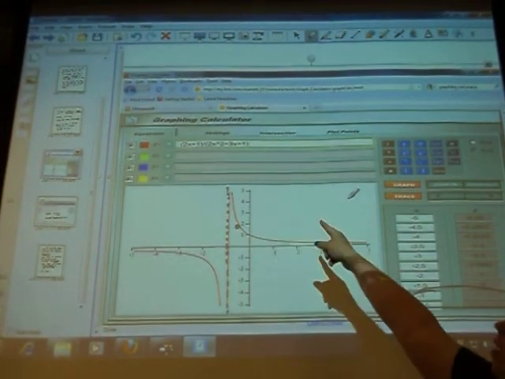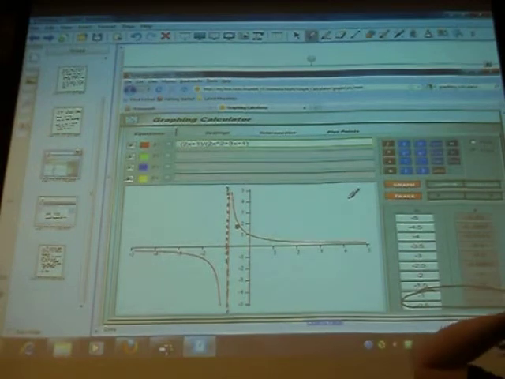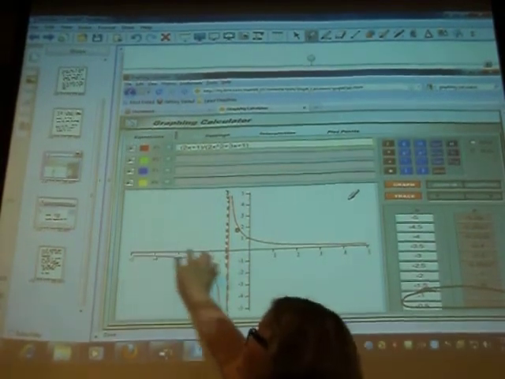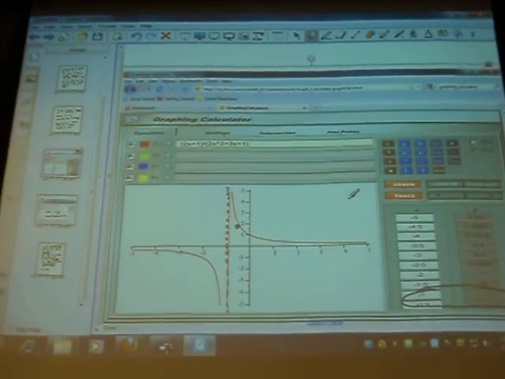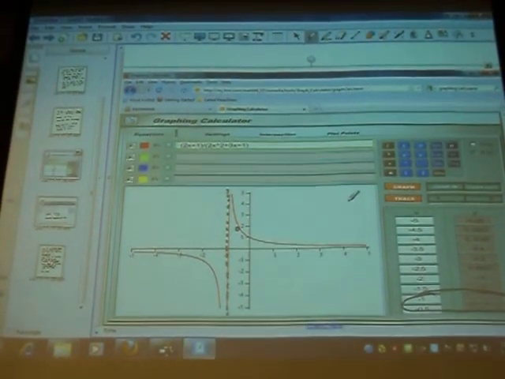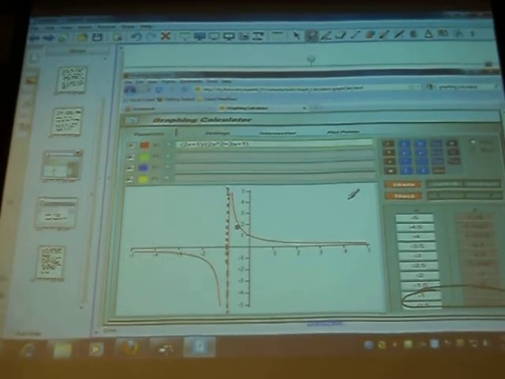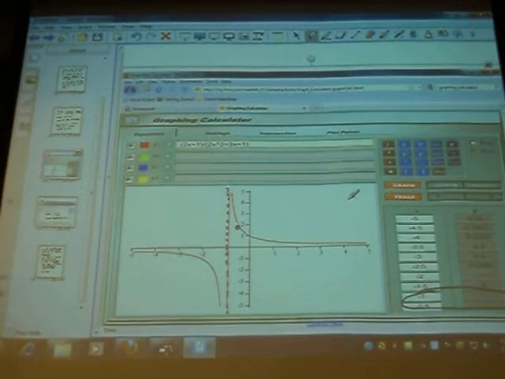Power on top, x squared on the bottom. So I've got a higher power on the bottom, and what's happening? It's going towards the x-axis. Okay? So that's the case where you have a higher degree in the denominator, and your horizontal asymptote is at y equals 0.